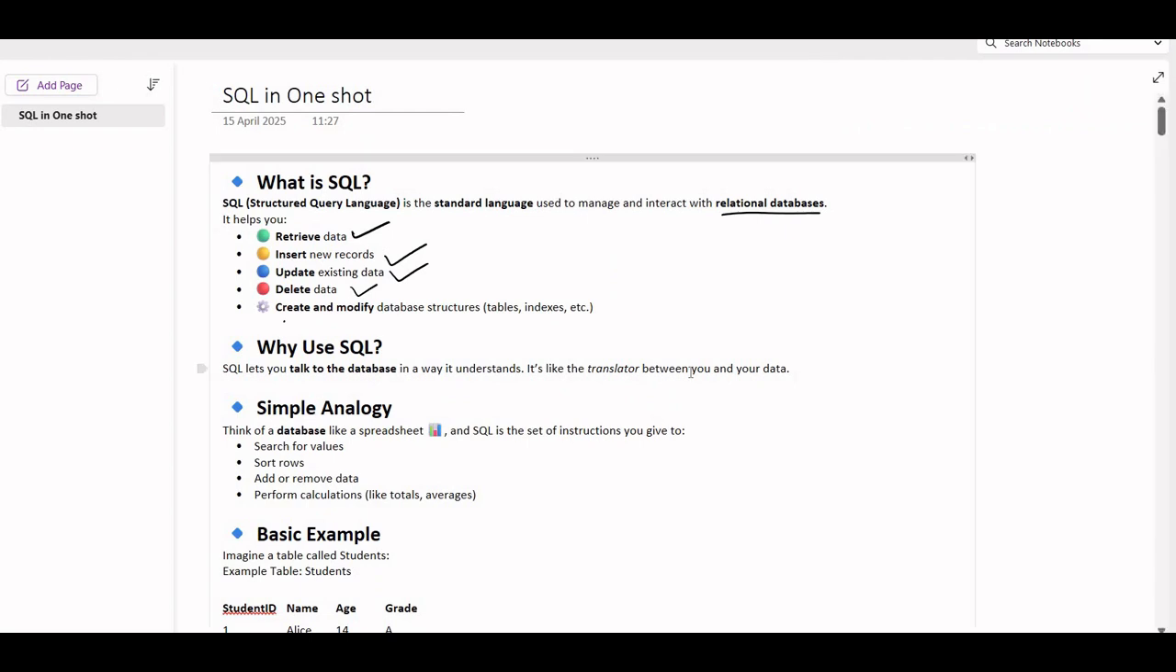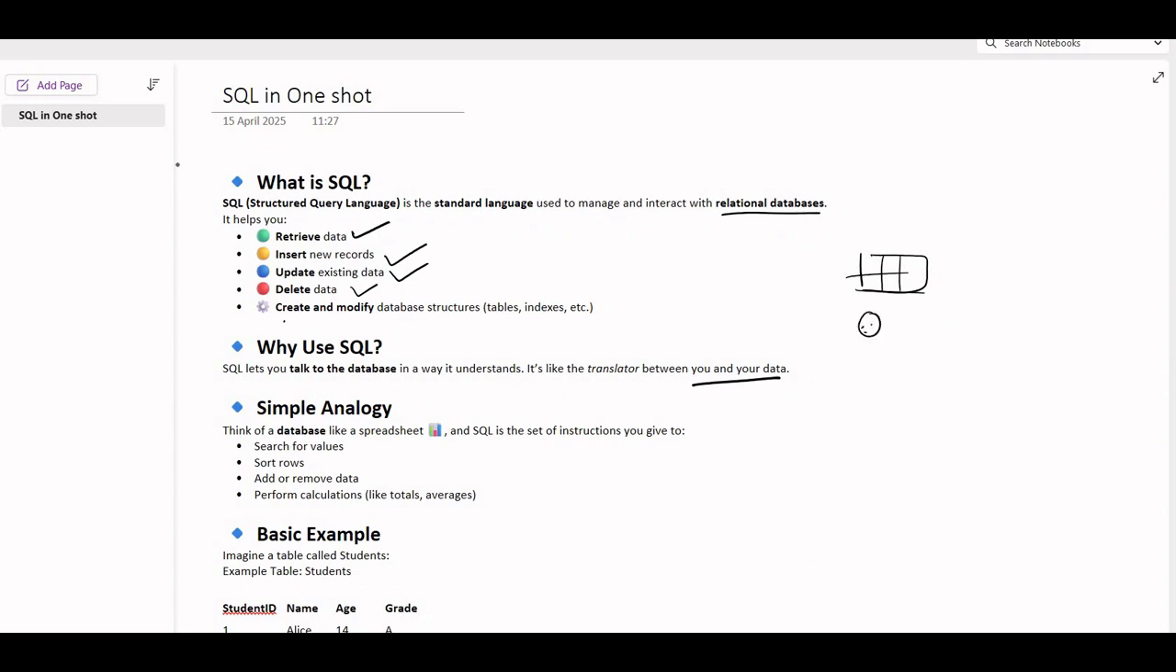So why do we need SQL? SQL lets us talk to the database in a way it understands. It's like a translator between you and your data. If a database is already there, SQL helps a user talk to that database. It is basically a translator between you and your data.